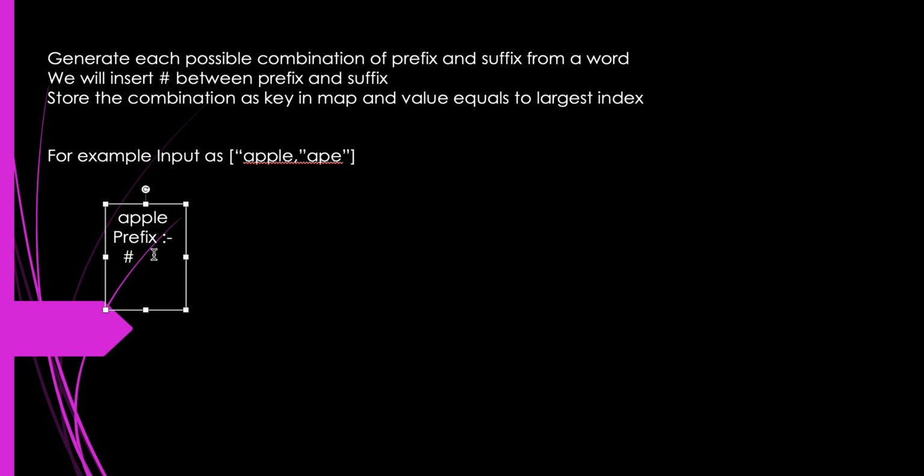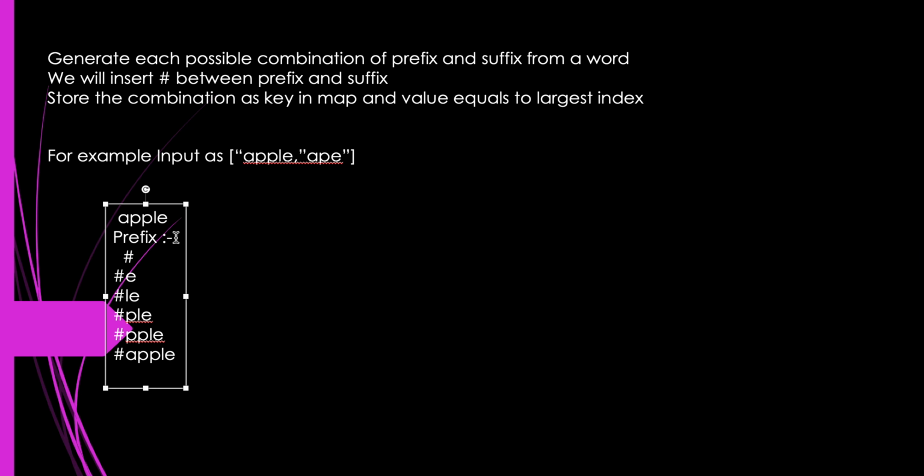Here we are having empty prefix and empty suffix. So now we will keep our prefixes empty, but we will try different combination of suffixes with this. It will be hash, first take suffix e, then we will take hash and suffix as le, similarly hash ple, hash pple, and at last hash apple.